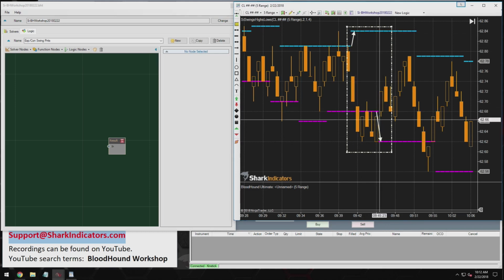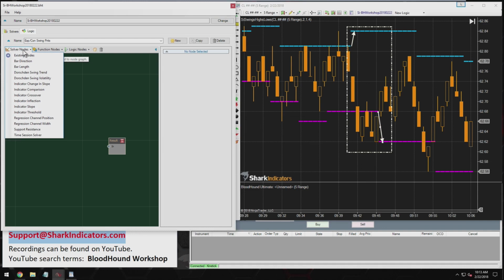The swing low went lower or wider for expansion. So what's happening here? The swing low moved higher. The swing high moved higher. The swing low moved lower here. So essentially, we're just looking for the swing high to step higher and the swing low to step lower. And the solver that would look for that would be the comparison solver.